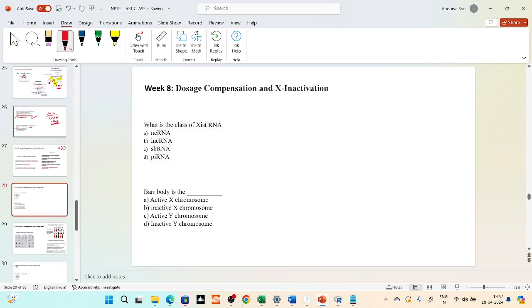Now quickly try to answer this question. What is the class of Xist RNA? Xist RNA is a miRNA, non-coding RNA, long non-coding RNA, shRNA or piRNA. This is an important question. Always remember, Xist is a long non-coding RNA.